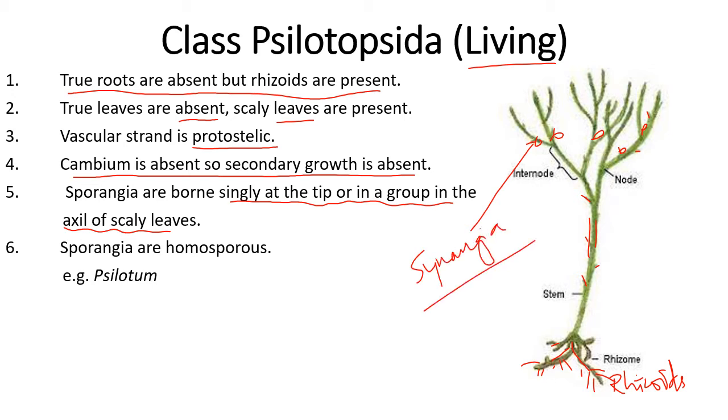They are sporangia, but botanically they are named as synangium. Sporangia are homosporous, means again spores are of same size. All spores are morphologically, reproductively similar, and that's why this is called as homosporous. And example is Psilotum. This plant you can see here.